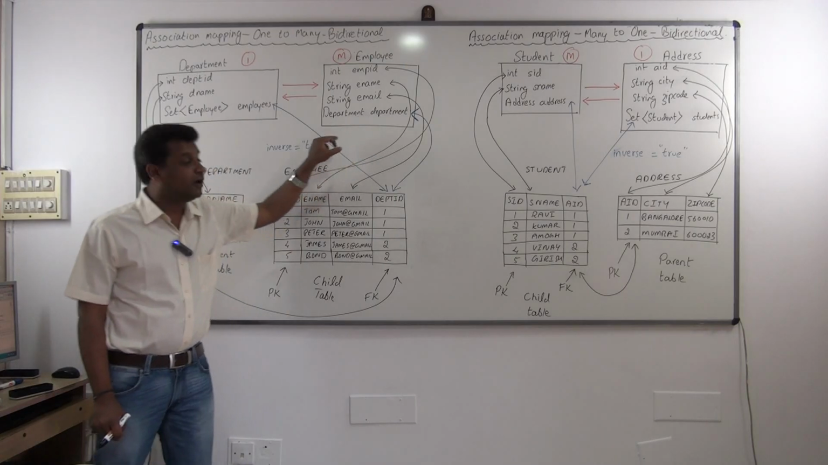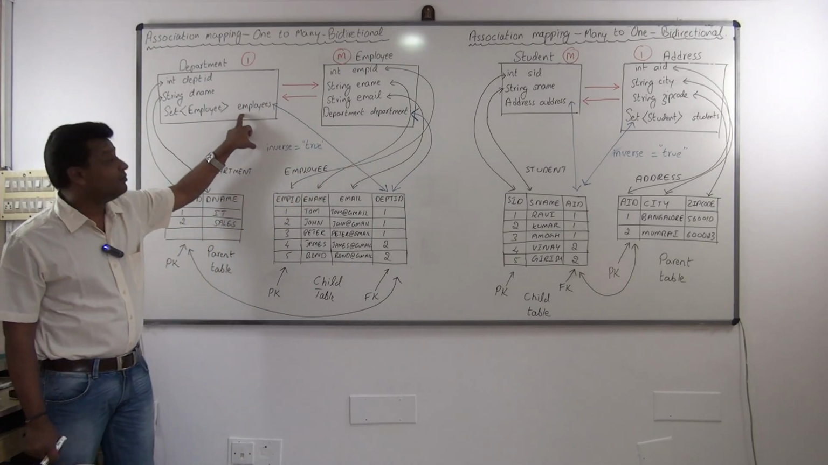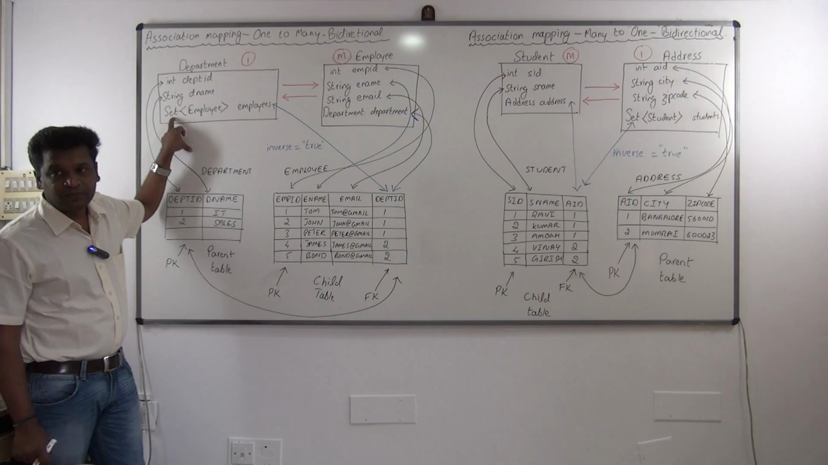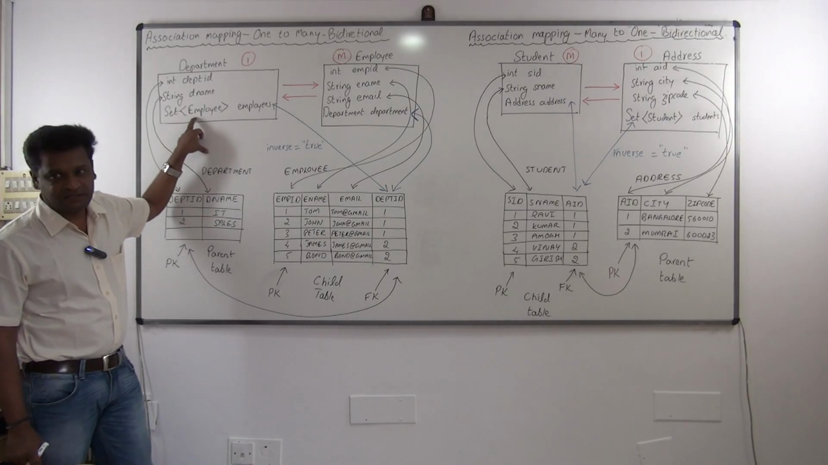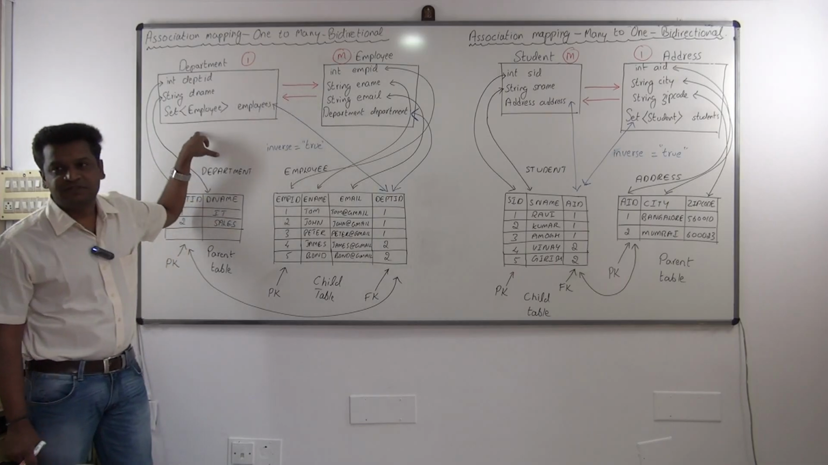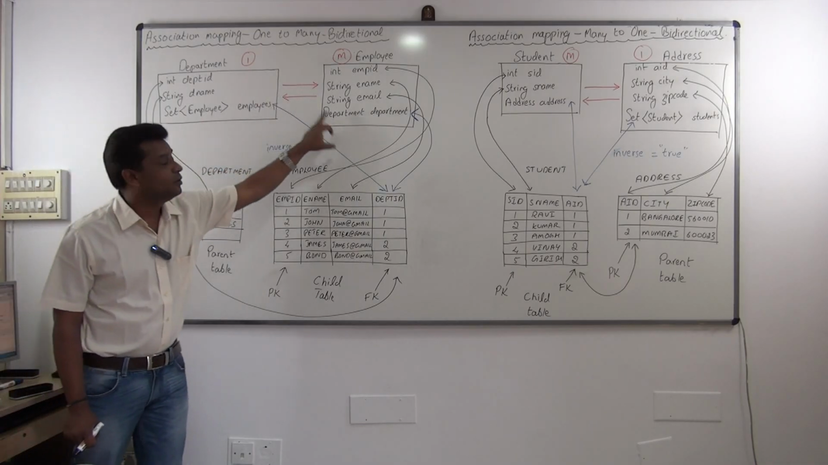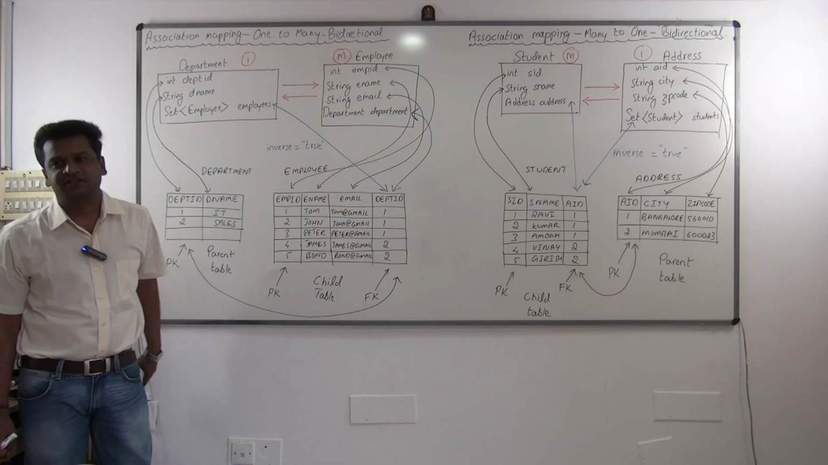Department is a variable of type Department. Here, what is this? Employees is a variable of type Set, and we are using generics here. This Set will hold only Employee objects, only Employee objects it will hold. We are using generics. So these are the two properties we have to clearly understand now.